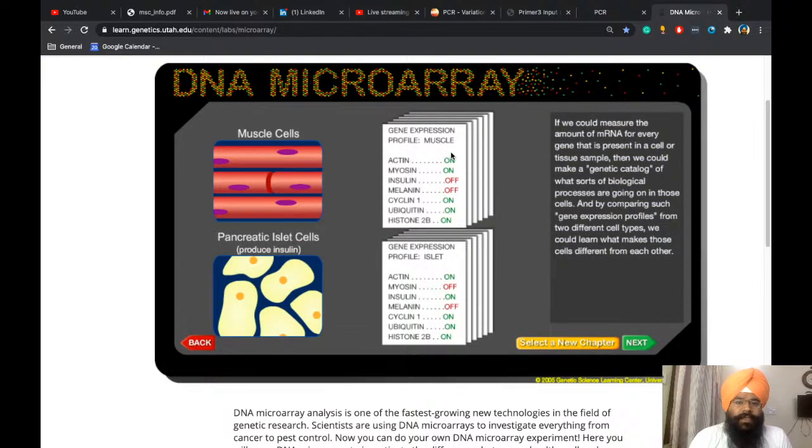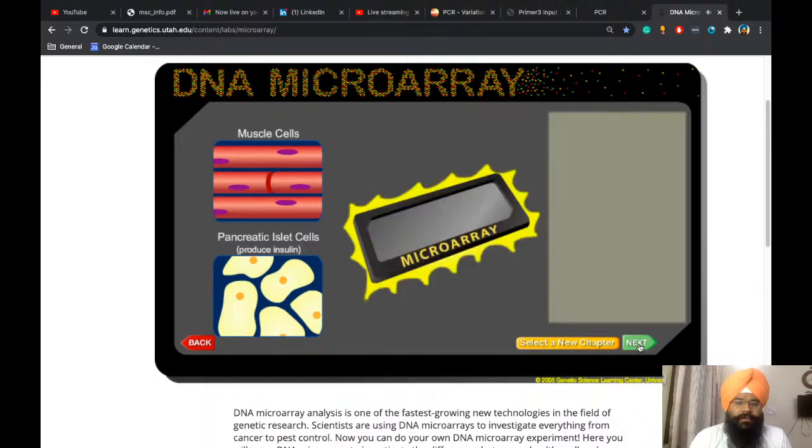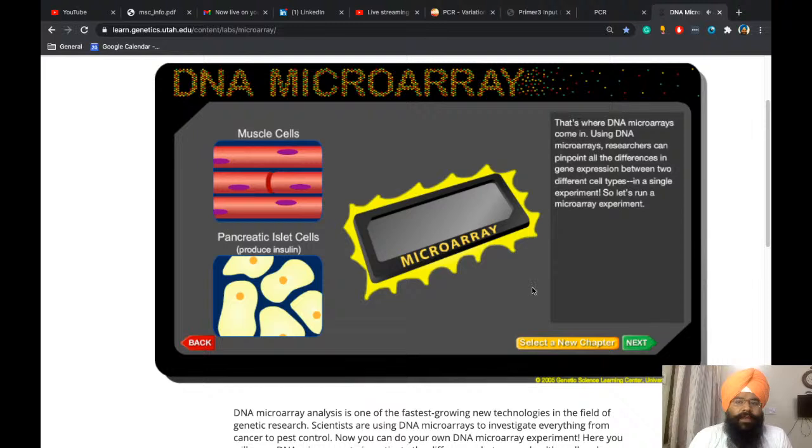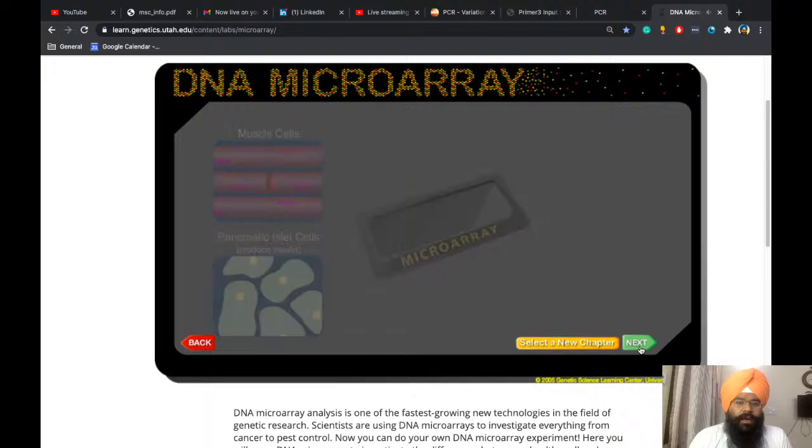In gene expression in muscles, you have actin, myosin, cyclin, ubiquitin, histone 2B all on and the rest all off. In the same way, in pancreatic cells' gene expression, myosin and melanin are off, but the rest are all on. That's where DNA microarrays come in. Using DNA microarrays, researchers can pinpoint all the differences in gene expression between two different cell types in a single experiment. So let's run the microarray experiments now.